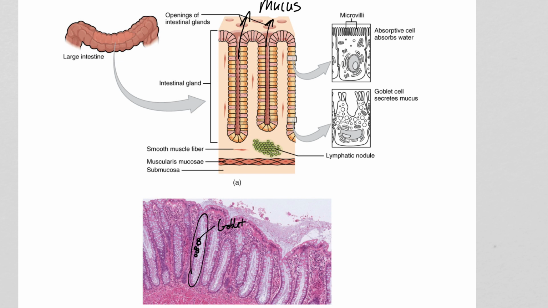And they're just there to keep this large intestine lubricated, keep contents moving through, and they will absorb water and some electrolytes and things like that. But anything that has calories in it, like glucose or fats or amino acids, should hopefully be completely absorbed at this point.